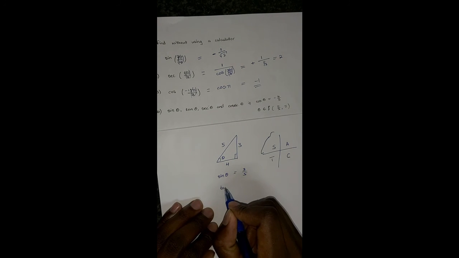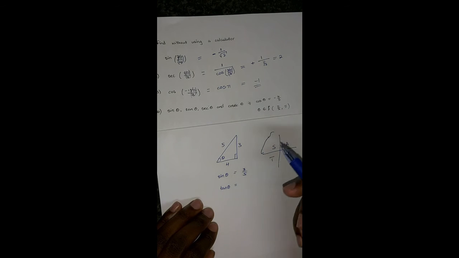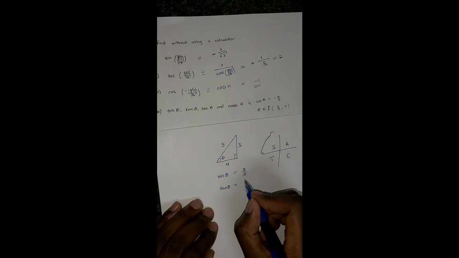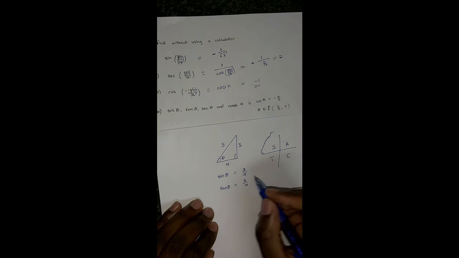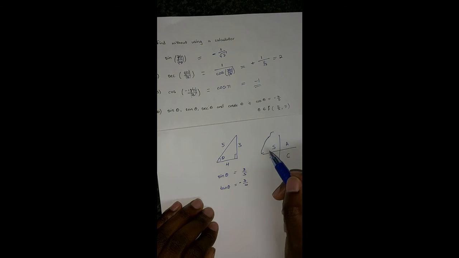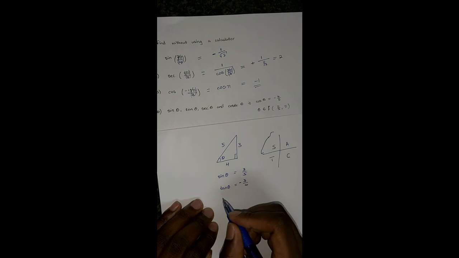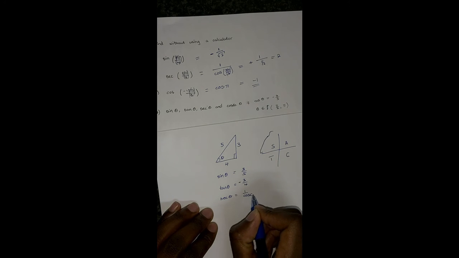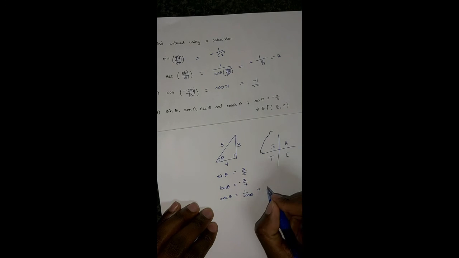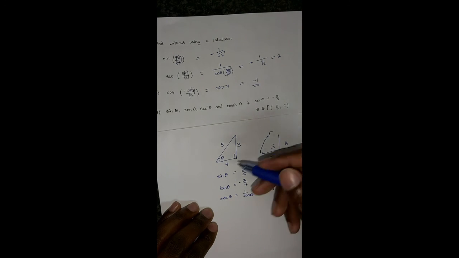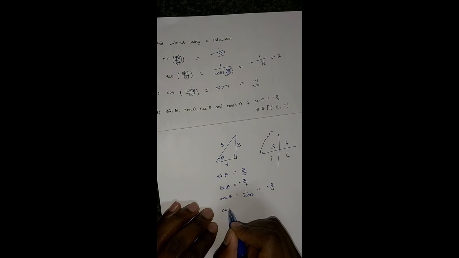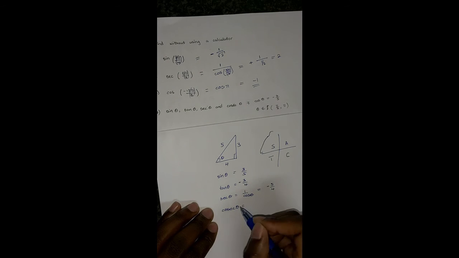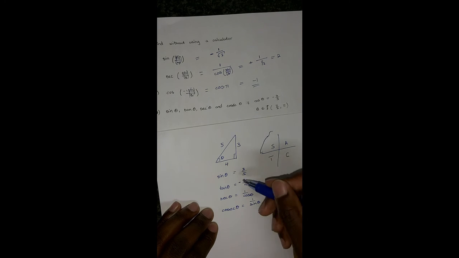And then tan theta is equal to opposite over adjacent. So it's 3 over 4, but it's negative since only sine is positive in the second quadrant. Then sec theta is equal to 1 over cos theta, which means negative 5 over 4, because we already have cos theta. And then cosec theta is equal to 1 over sine theta, which is equal to 5 over 3, because we already have sine.